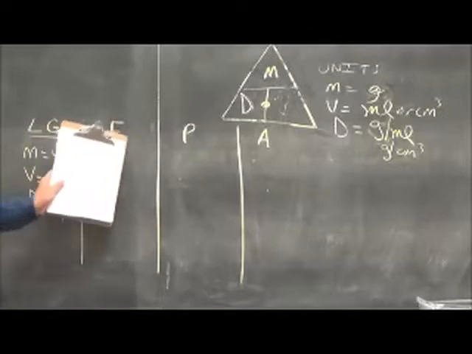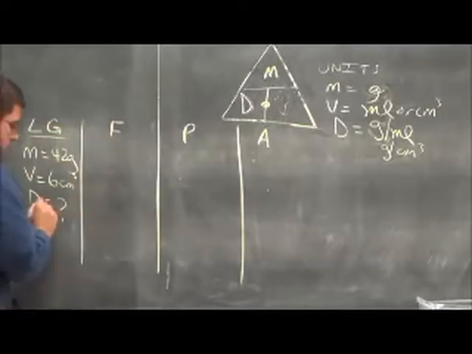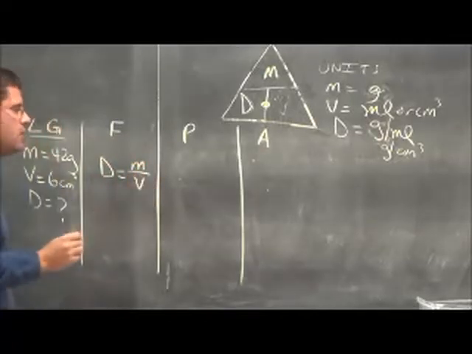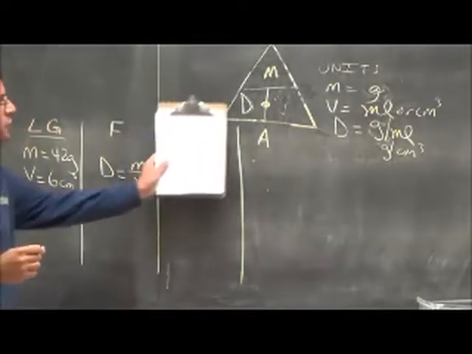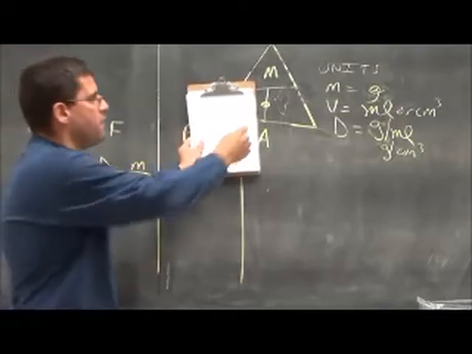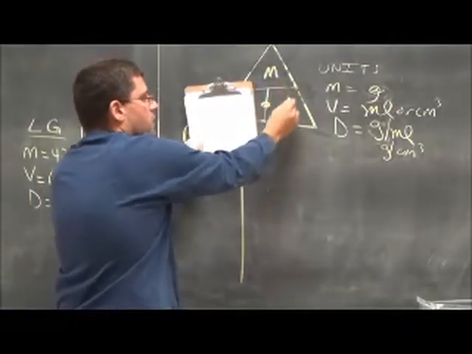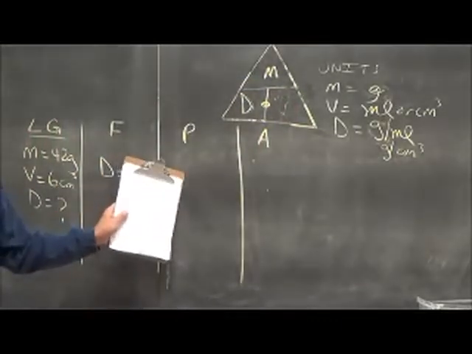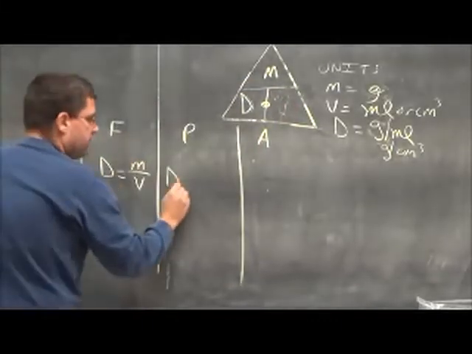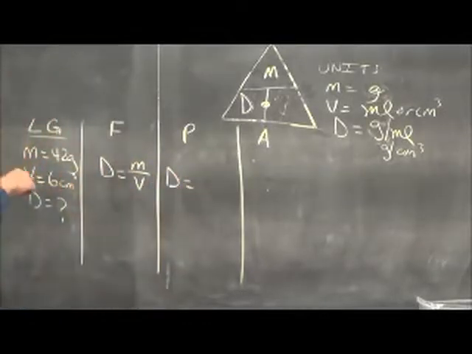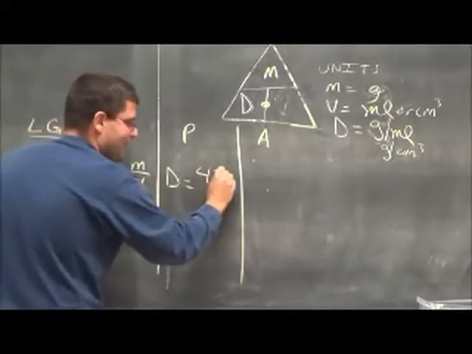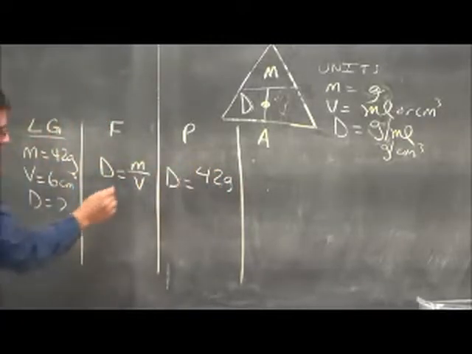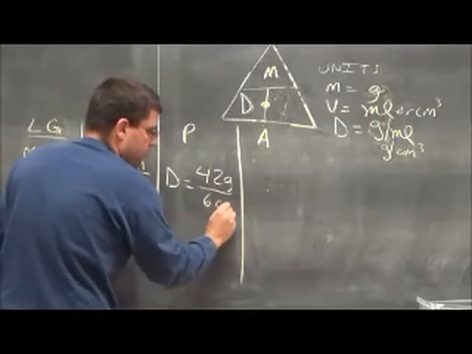Okay? So in the next box, F is formula. So the formula is going to be D equals M divided by V. Since I don't know what D is, cover it up. What's left over? M divided by V. Boom, formula. Okay? Now we're going to plug it in. Density equals, my phone's ringing but it can wait, 42 grams. See that right there? All I did was take this and stick it right in there. Look at that. Divided by 6 centimeters.